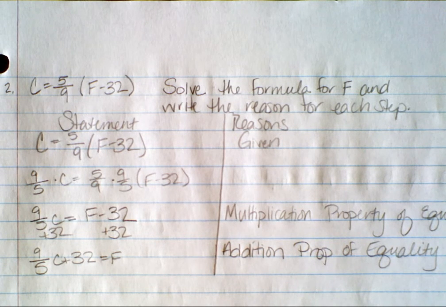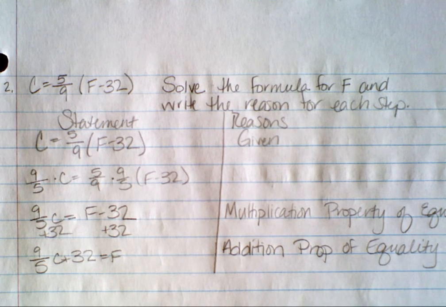Then I'm going to multiply both sides by 9/5 in order to get rid of the 5/9 on the right. The property that allows me to multiply both sides of an equation is called the multiplication property of equality. So then my next step after my given is to have 9/5 times C equals F minus 32. Then I'm going to add 32 to both sides using the addition property of equality, and I get 9/5 C plus 32 equals F. So again, we're using these formulas and equations to solve.